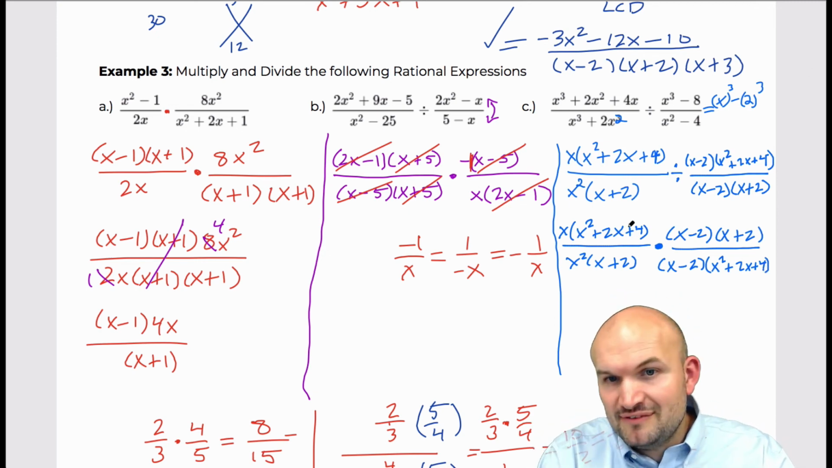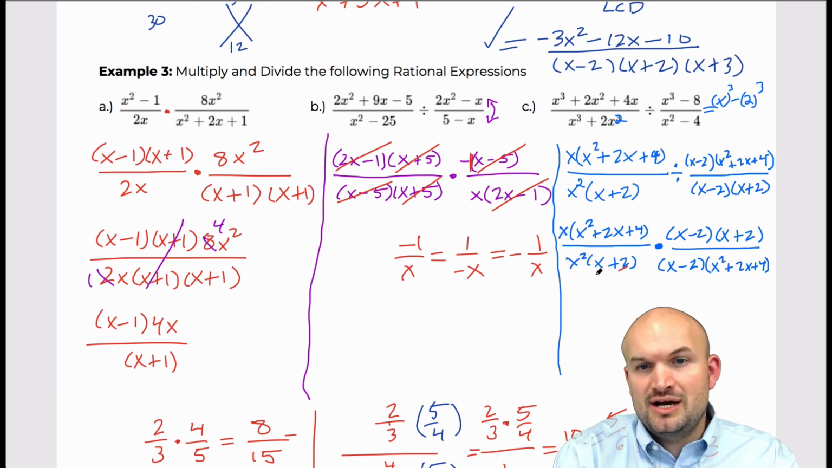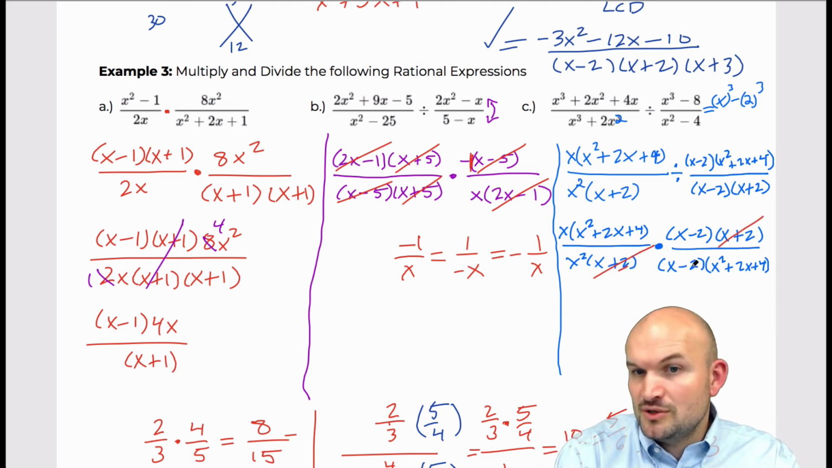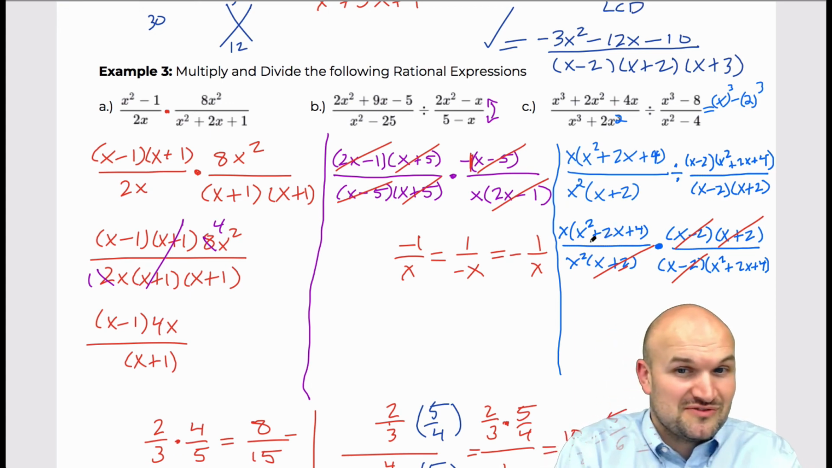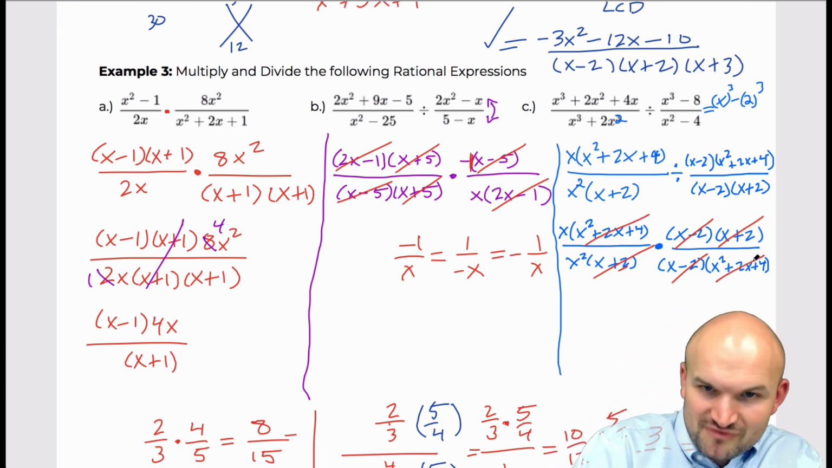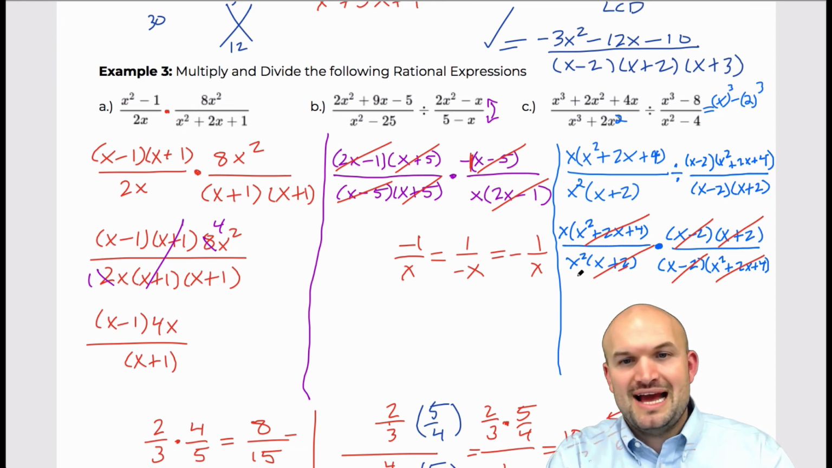So what can we simplify out? What are the expressions that are the same? Well, I see an x plus 2, I see an x plus 2. I see an x minus 2, I see an x minus 2. I see an x squared plus 2x plus 4, I see an x squared plus 2x plus 4. And therefore, I have an x over x squared.